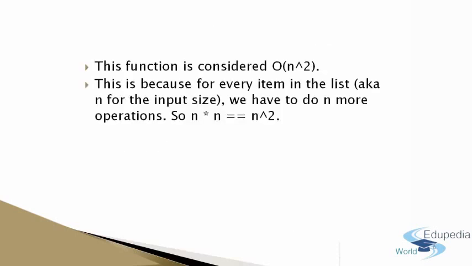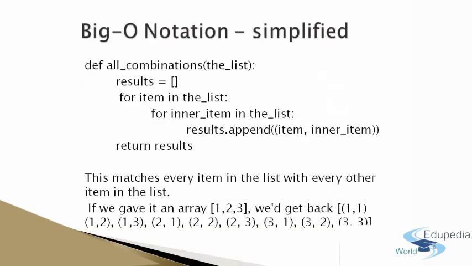Now this function is considered to be O(n^2). This is because for every item in the list, for the input size, we have to do n more operations. That means we are using two loops. One loop is going through all n items of the list, and again there's one more loop going through all the items of the list. So we are going through the list of items twice. But in a way, it's not twice, it's O(n^2). So it's not 2n, it's O(n^2).